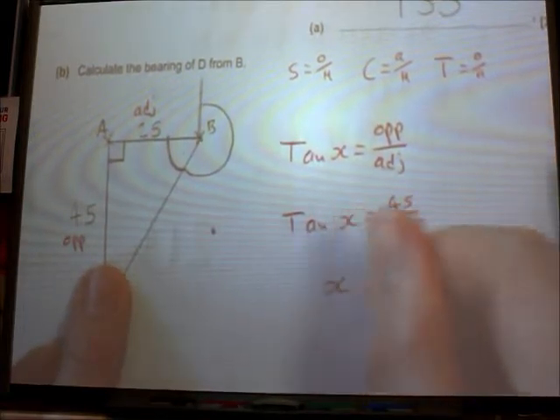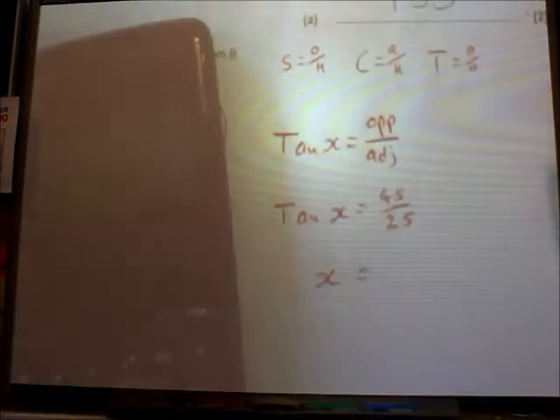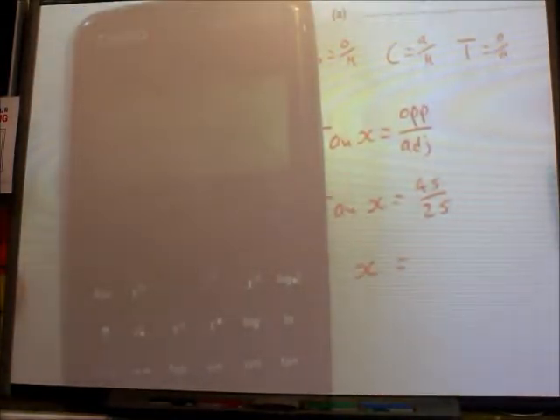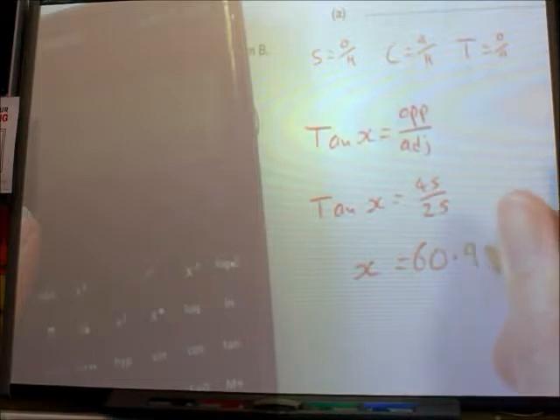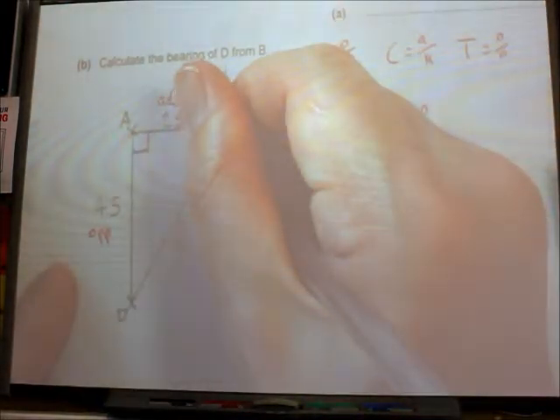So angle x, you put that in your calculator. Don't forget to use the shift or the inverse, depending on what you do. On these Casios, you've got to use shift, so that's not showing up massively well, but shift tan 45 over 25. I always close the brackets, don't know why. And that will give you 60.945. It does go on, but I'm just going to use 60.945 for the time being. So 60.945.